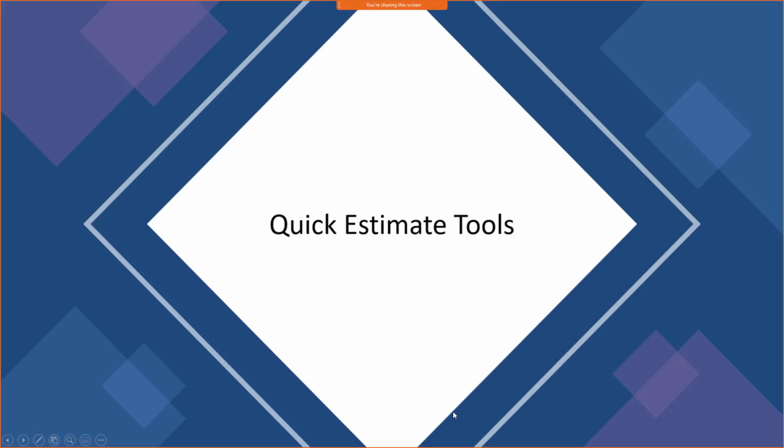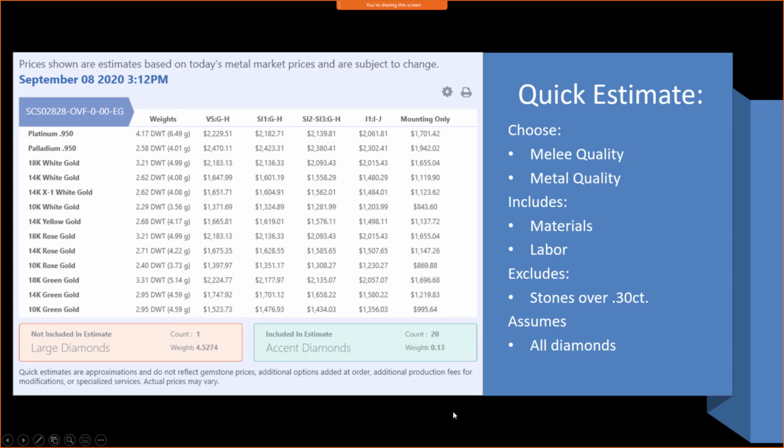As we finish up, I do want to talk about the quick estimate tool really quickly. And this is the new interface for the quick estimate tool. You can see here that we have drawn more attention to the fact that the prices are estimates and they're based on today's metal market, and this is the time and date that the piece was quoted. So it's really clear to your customer that if they come back at another time, the price may be a little bit different based on that day's metal market.